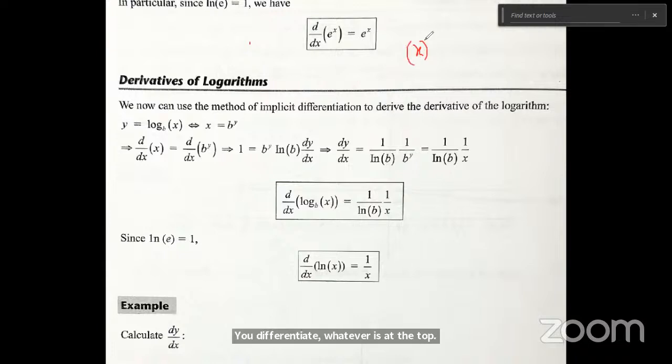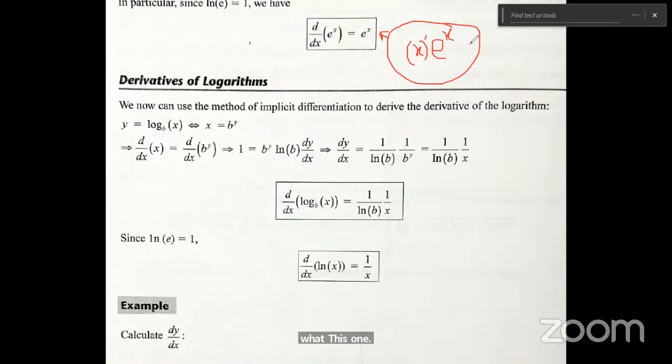If you can see my screen, f prime of e exponent of s. You take the exponent, you differentiate it and you multiply by e exponent s. So this is the formula. This is what they did to get this one. So you differentiate the top and you multiply by the function itself.